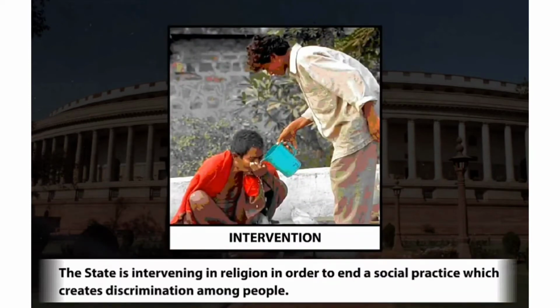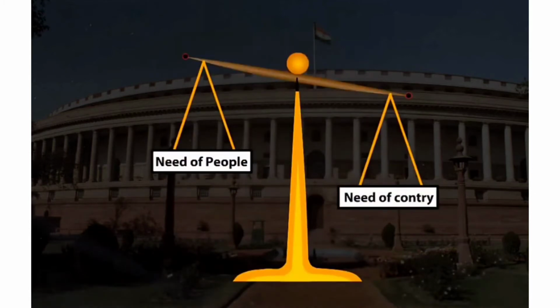Third is intervention. The state intervenes in religion in order to end a social practice which creates discrimination amongst people. For example, in India, the Constitution has banned untouchability, which separates the lower caste from the upper caste of the same religion. A secular society balances the needs of good citizenship without compromising any individual's needs.